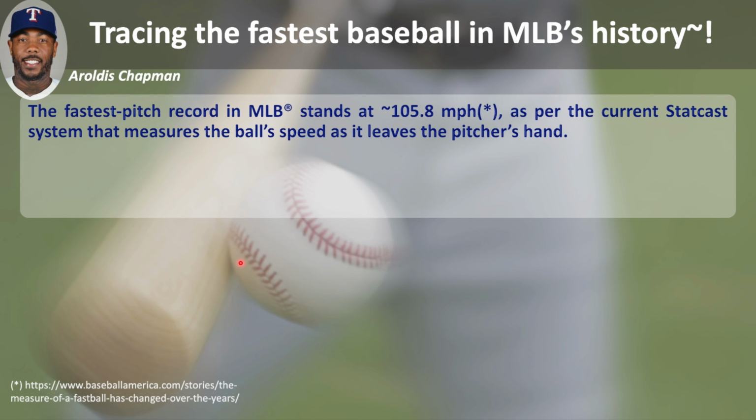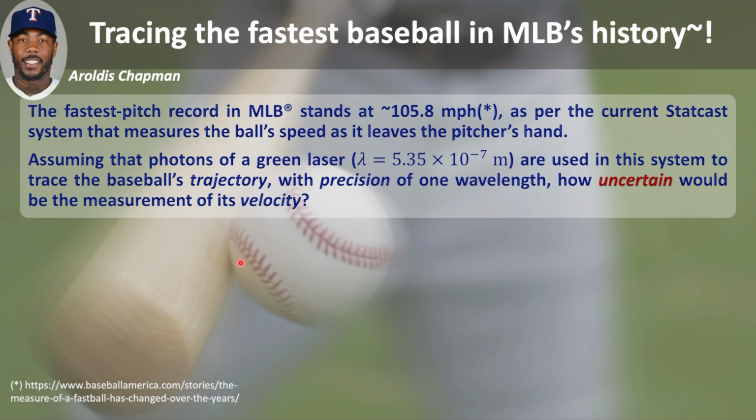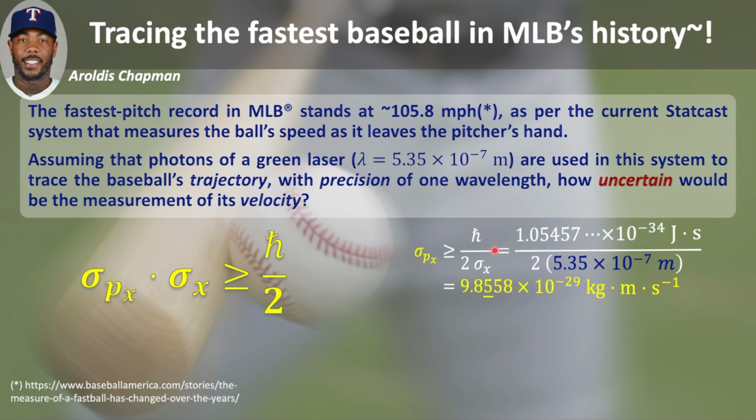Let's suppose that this system uses photons of some green laser, which have a wavelength of about 535 nanometers. And that is used to trace the baseball's trajectory, the position, if you will. And that goes with a precision of about one wavelength. Now, the question is, how sure are we about the velocity that will be recorded with this system under these conditions? Let's use the Heisenberg Uncertainty Principle, that should be larger or equal to h bar over 2. Let's use proper substitutions, h bar equals Planck's constant over 2 pi, and then solve for this expression here to calculate the spread on the momentum.